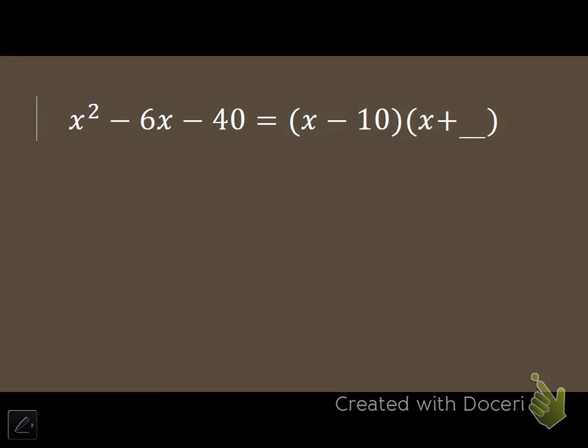Okay, something that multiplies to get me negative 40, but adds to get me negative 6. I already have negative 10, so negative 10 times what gives me negative 40? Positive 4 will. And when I add them, I get negative 6. So we can just put a 4 in here.